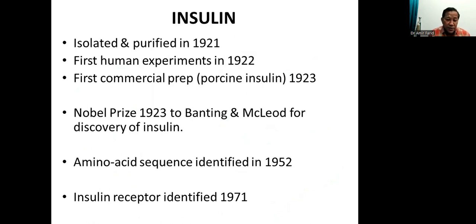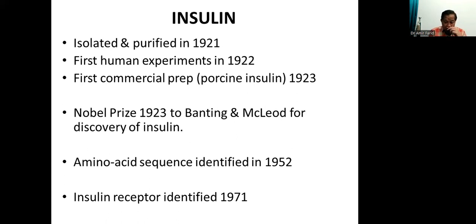About the history, it was first isolated and purified in 1921. Previously, it was only known that extracts from the pancreas reduce sugar, glucose, until it was isolated and purified in 1921. The first human experiments followed the following year. And the first commercial preparation, the pig or porcine insulin, in 1923. The same year, the Nobel Prize was awarded to the discoverer, Frederick Banting, and Professor MacLeod, who supervised the studies.